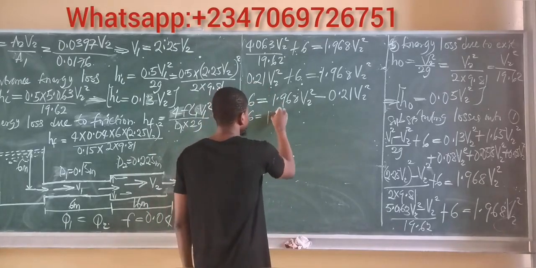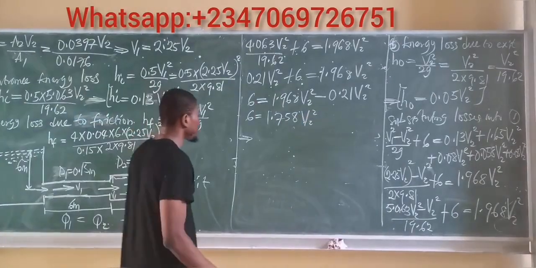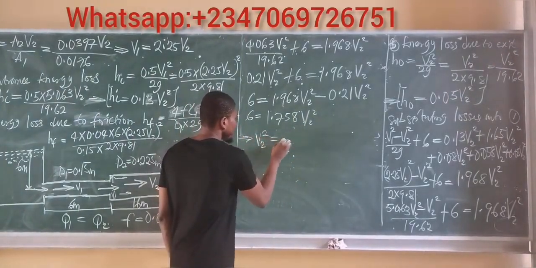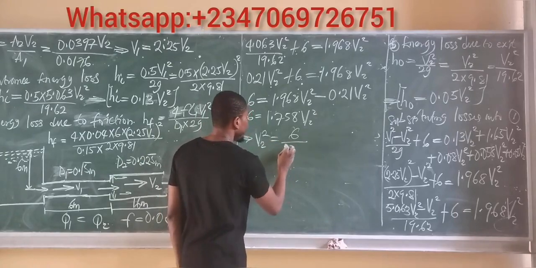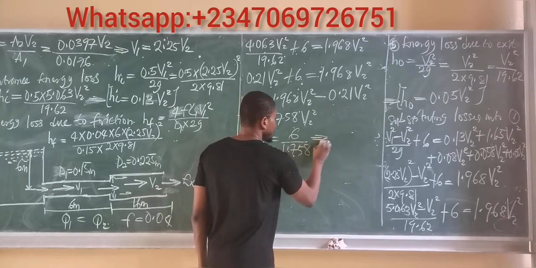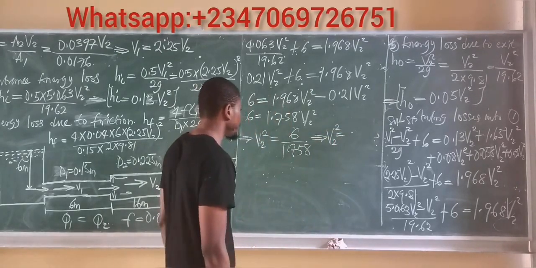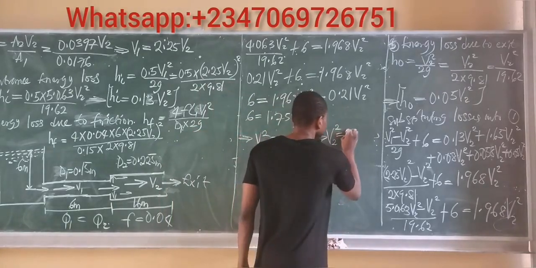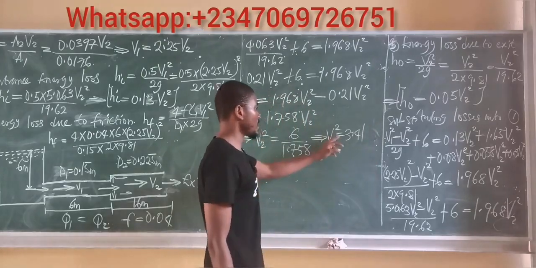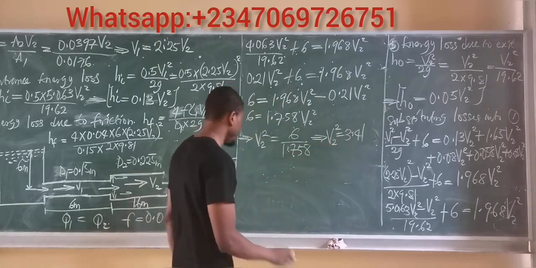So we have 1.758 V2 squared. All right, so from here, V2 squared is equal to 6 divided by 1.758. So this simply implies that V2 squared is equal to 6 divided by 1.758. That's 3.41. All right, but this is now V2 squared. We need to find V2. We simply take the square root of this value to obtain V2.